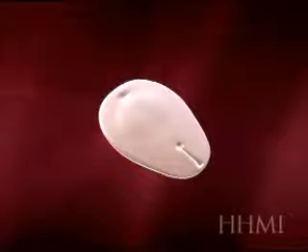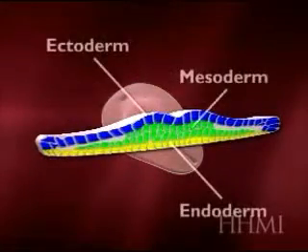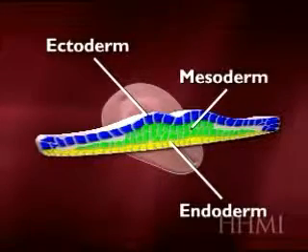Cells at one pole migrate inward, and cells remaining at sides undergo infolding and rearrangement, resulting in a gastrula. This is a 3-layered embryo: ectoderm outer layer, endoderm inner layer, and mesoderm middle layer.